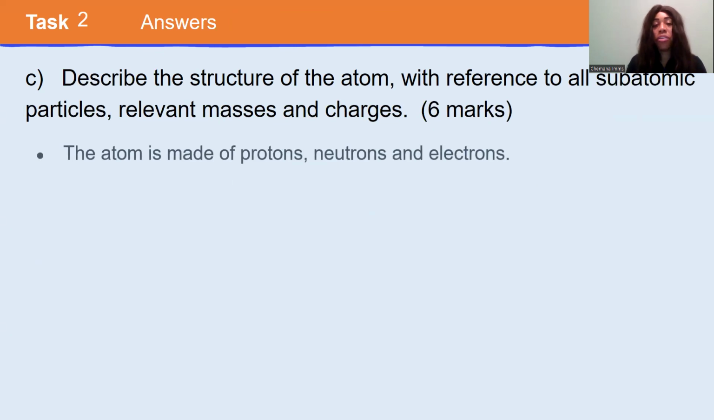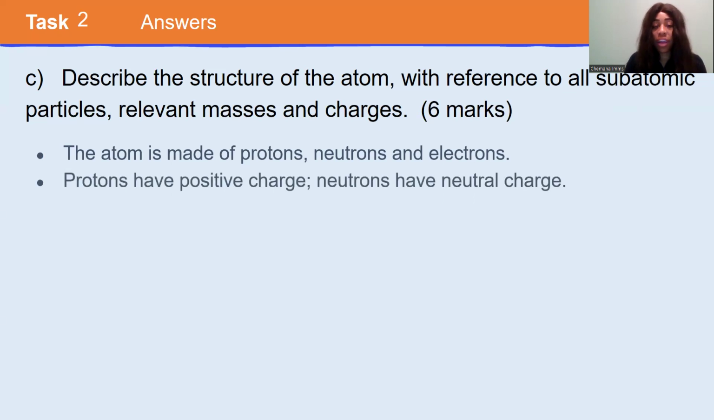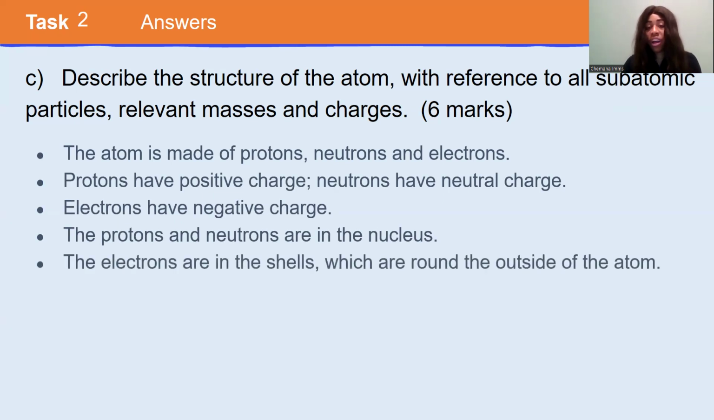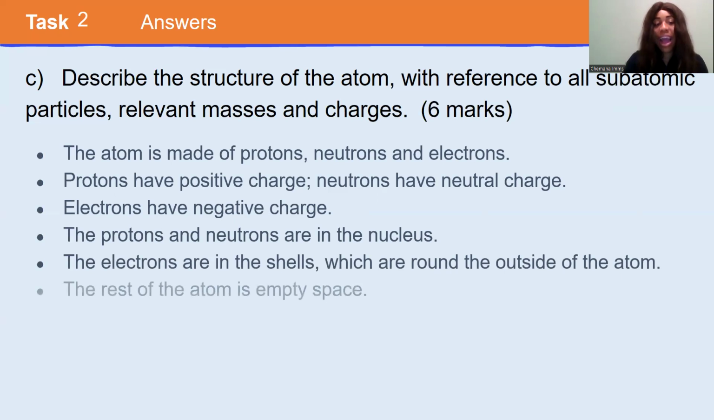Okay, so the atom is made of protons, neutrons, and electrons. Those are our 3 subatomic particles, and that's what an atom is composed of. Protons have a positive charge, whereas neutrons have a neutral charge. They have a charge of 0. Electrons have a negative charge, and we know that that charge is -1. The protons and neutrons can be found in the nucleus in a concentrated mass, but just remember how tiny that nucleus actually was. The electrons are in shells, which are round the outside of the nucleus. And as we know, the rest of the atom is empty space.